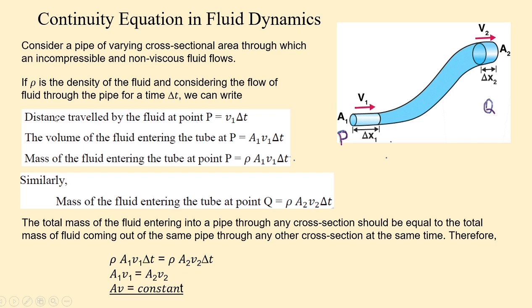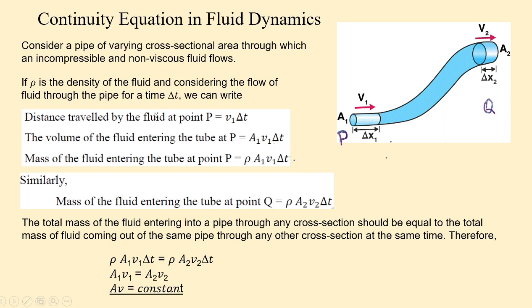Then the distance traveled by the fluid at point P: we know the speed is equal to distance by time, so the distance is equal to velocity into time. That is, at the section P, the distance equals v1 into delta t. Now, what is the volume of the fluid entering the tube at the section P? That is equal to the cross-sectional area into the distance. That is, the volume is A1 into v1 into delta t.